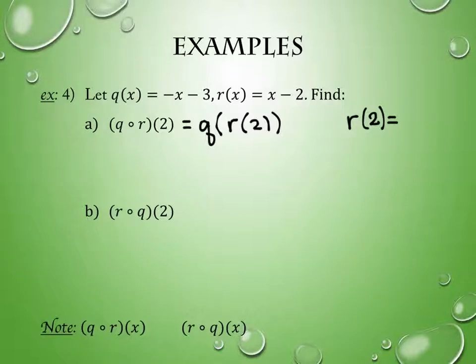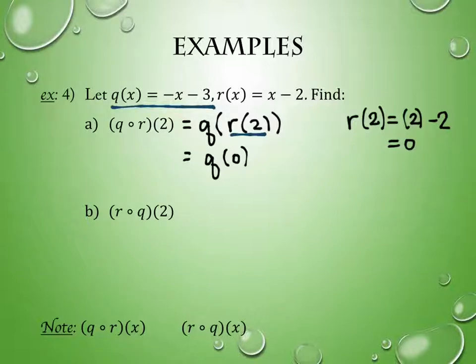What does it mean? What am I doing with the equation r if I'm looking for r of 2? Yeah, I'm plugging 2 in for x. So in that equation, it would be 2 minus 2, which is what? 0. So I can go back to where I was working originally here, and I can replace this value with 0, because r of 2 is 0. What am I going to do to find q then of 0? Yeah, I'm going to go into the other equation now. I'm going to plug in 0. So that would give me 0 minus 3, which is negative 3.